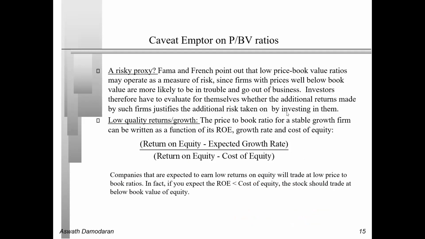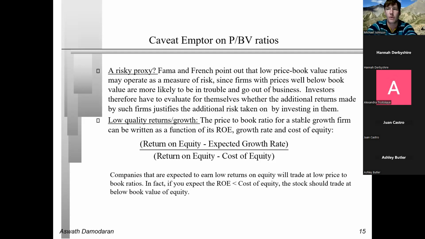And then here, caveat emptor on price to book value ratios. The French have pointed out that low price to book values may operate as a measure of risk, since firms with prices well below book values are more likely to be in trouble and go out of business. Investors therefore have to evaluate for themselves whether the additional returns made by such firms justify the additional risk taken by investing in them.